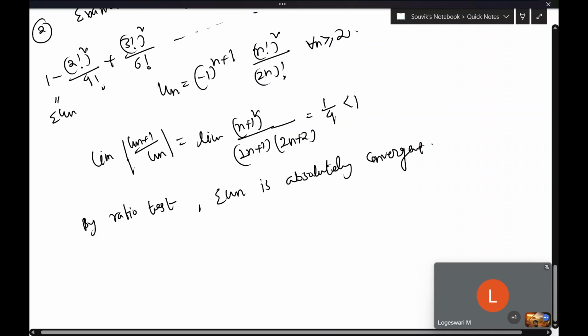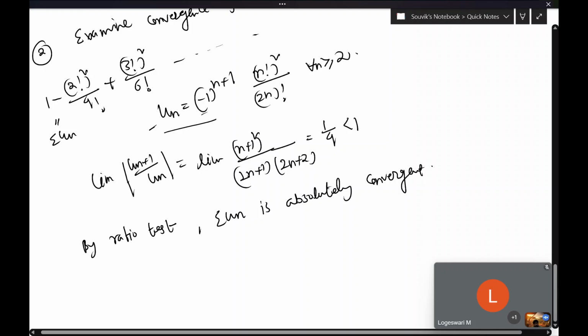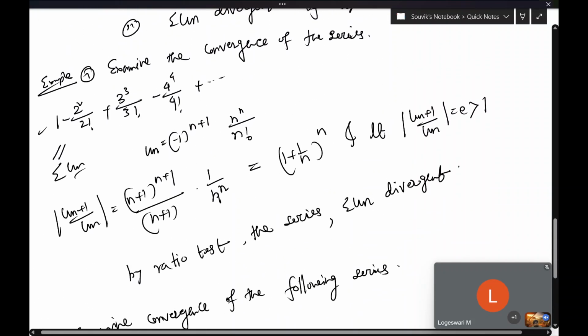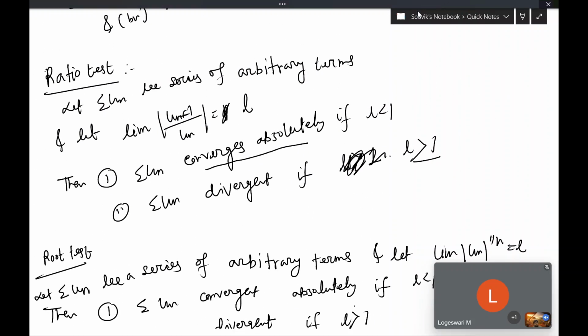So let me repeat. We are putting u_n as (-1)^(n+1) (n!)^2/(2n)!, and the limit of |u_(n+1)|/|u_n| is 1/4, which is less than 1. So the ratio test gives that the summation u_n is absolutely convergent, because in the ratio test, if this is less than 1, then it is absolutely convergent.